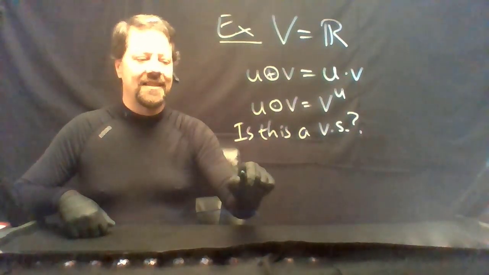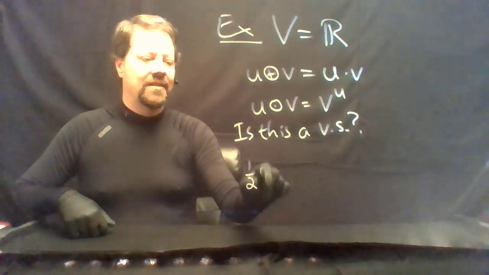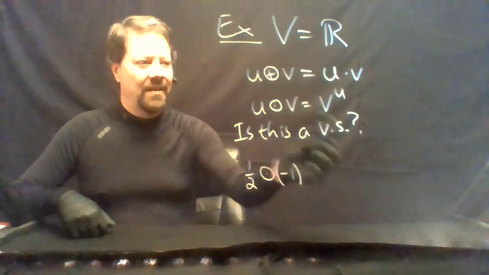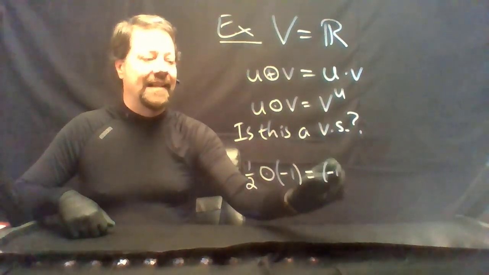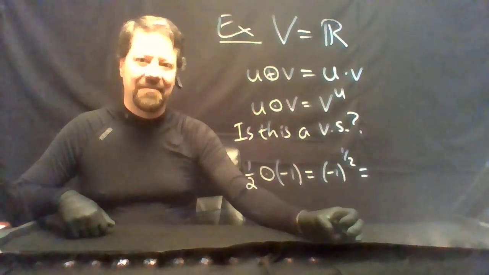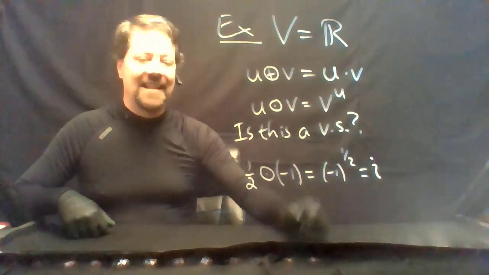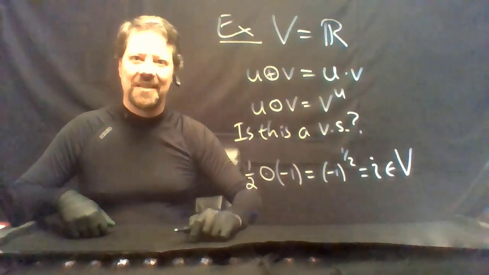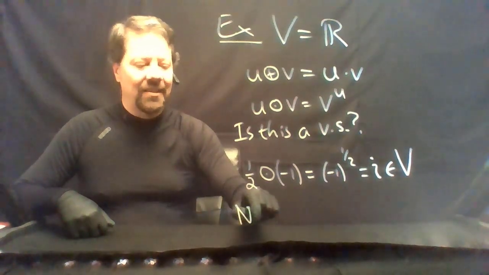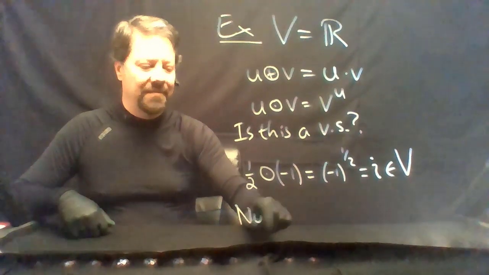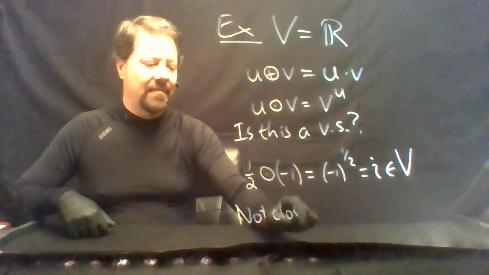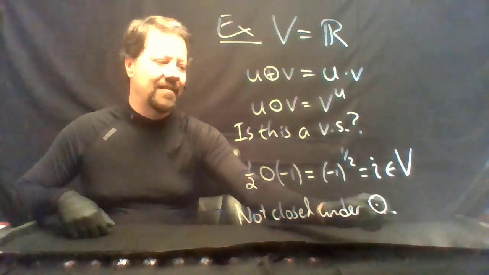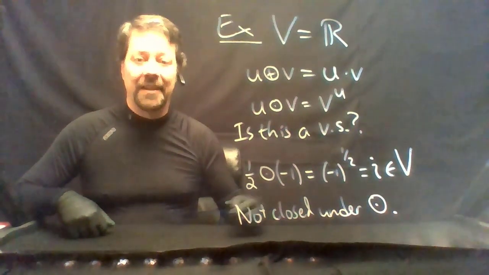Try this one on for size. Let's take 1/2 times -1. According to our definition, this is (-1) to the power of 1/2. And you know that that's the imaginary unit i, which is not in this vector space. This is not closed under multiplication. That means it is not a vector space.